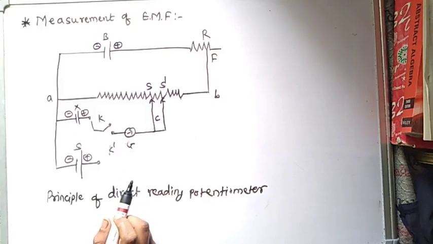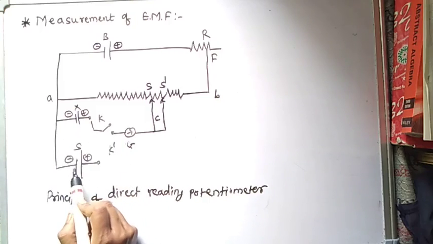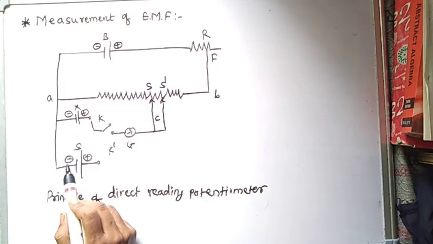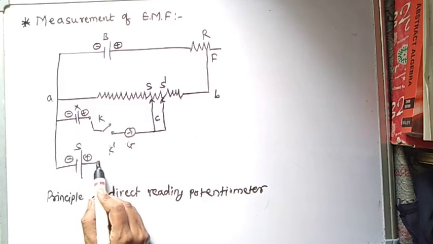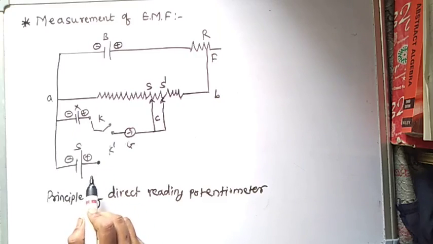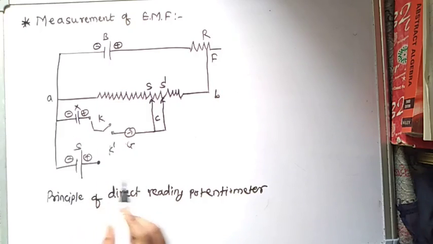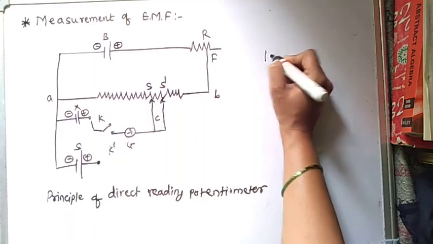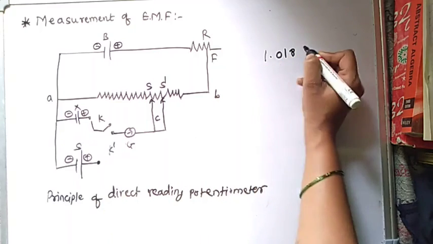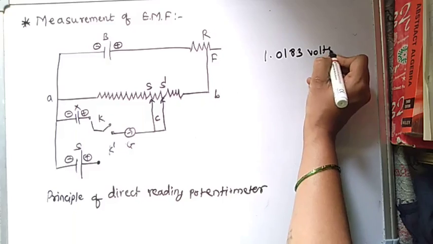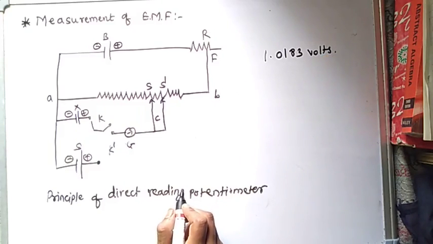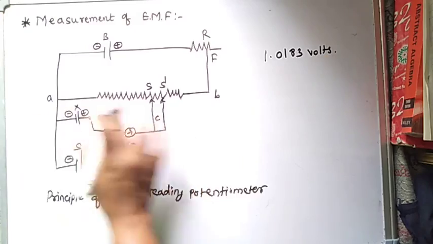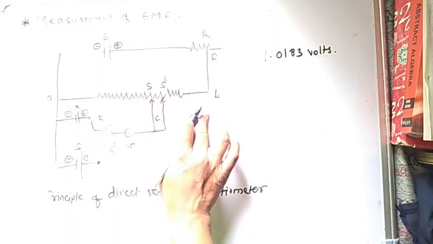In a similar way, the standard cell S may be connected in the circuit by using the two-way key. The standard cell in use is generally the saturated Weston standard cell, whose EMF is 1.0183 volts. It is necessary to standardize the potentiometric wire AB.